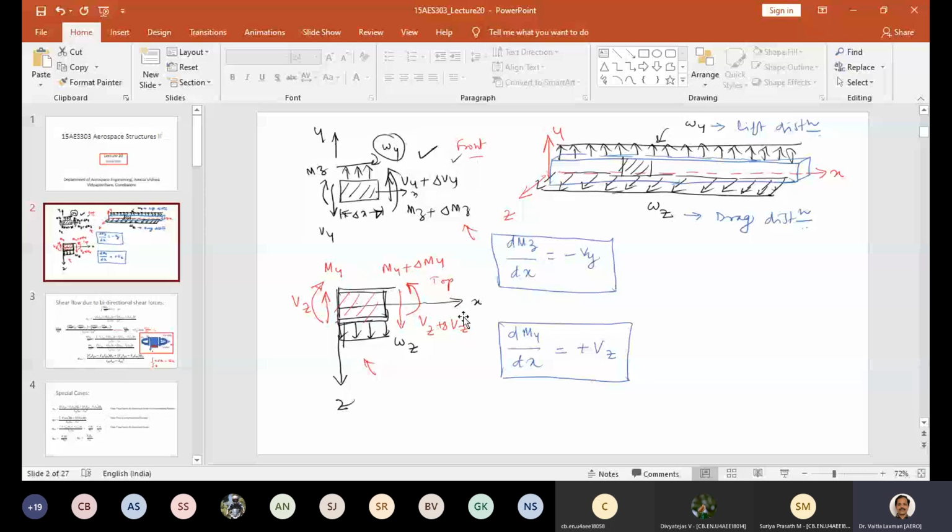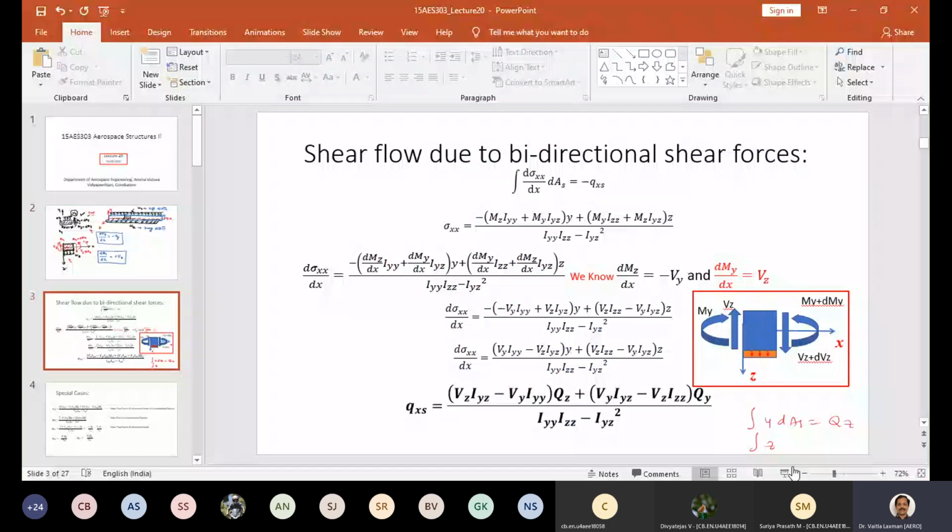And this is what you are learning today. It is nothing great actually. You take the same element, draw the top view of it and apply sigma Fx is equal to 0, sigma My is equal to 0. We will get dMy/dx is equal to plus Vz. Alright, so from this we moved on to this expression.